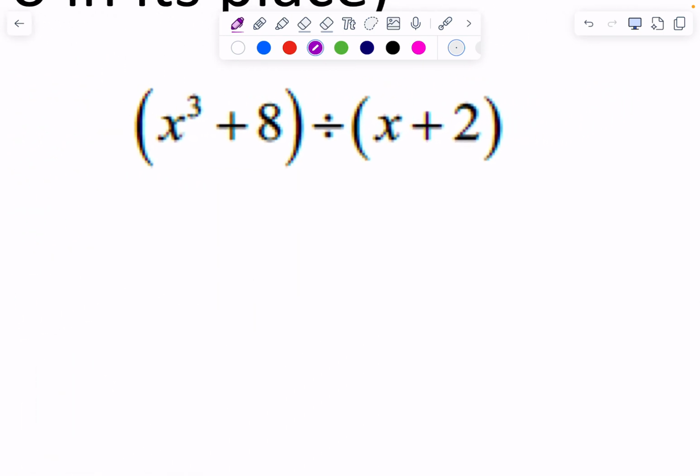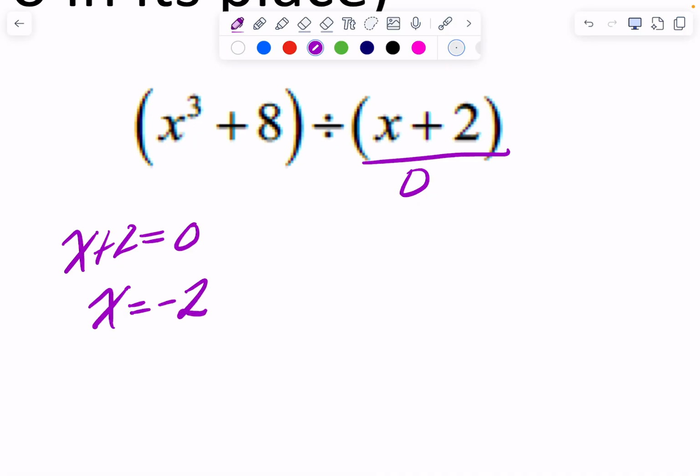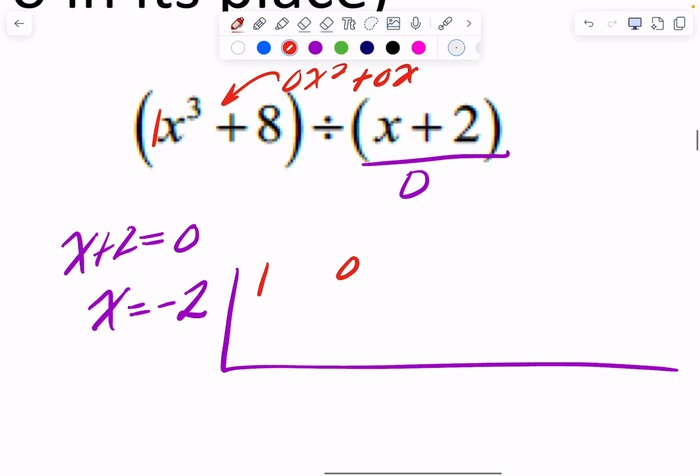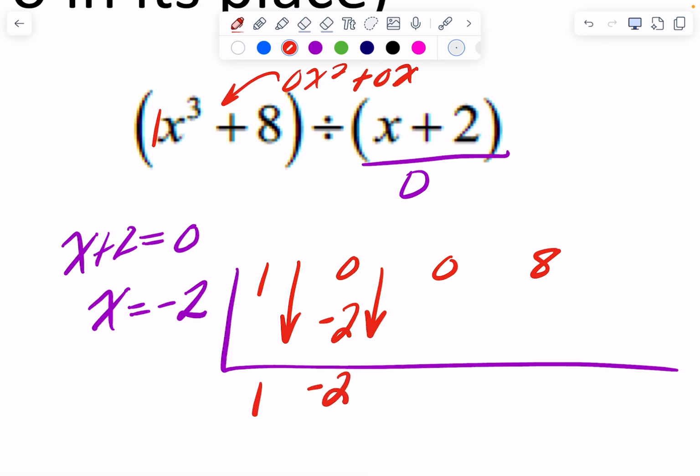Moving on. Looking at this one, same thing. I take the divisor and set it equal to 0, and then I solve. So x equals -2 is what I'm using. I put a coefficient of 1, but then I'm missing 0x squared plus 0x. So 0, 0, and then after x comes the constant, which is 8. Here we go. Add straight down, multiply up, add straight down, multiply up, add straight down, multiply up, add straight down.